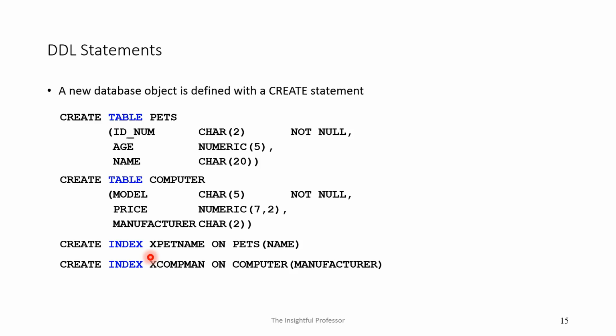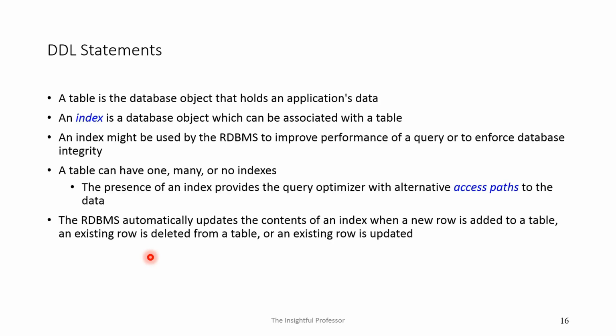When indexes are created, we make no reference to their use within a query. Remember, SQL is non-procedural. The optimizer decides whether or not to use an index as part of an access path to get to the data. So the table in the database holds the application's data. The index provides a way of associating a set of pointers or references, just like the index in the back of a book, and it associates that with a table. So an index might be used to improve performance of a query or to enforce database integrity. Again, we don't make the call. The decision to use the index is decided upon by the optimizer.